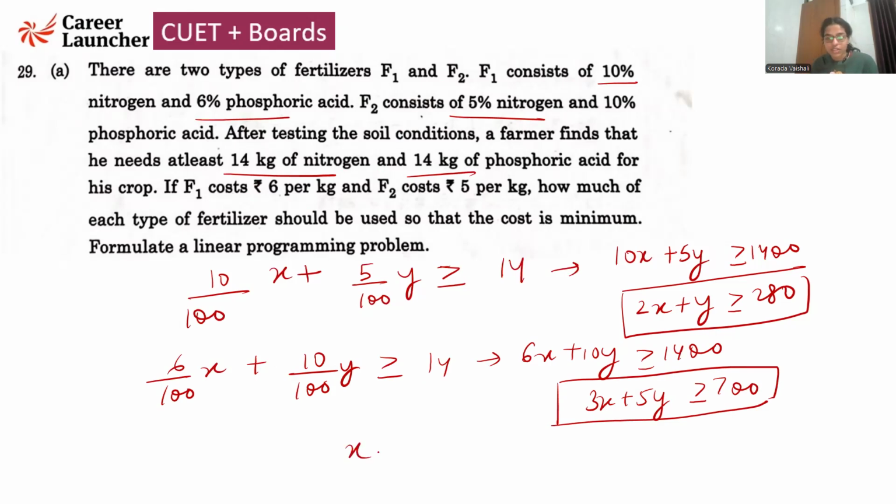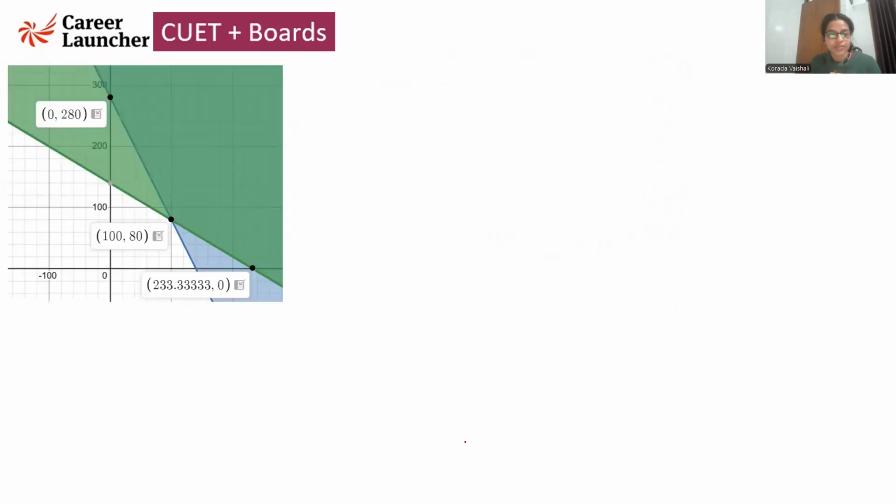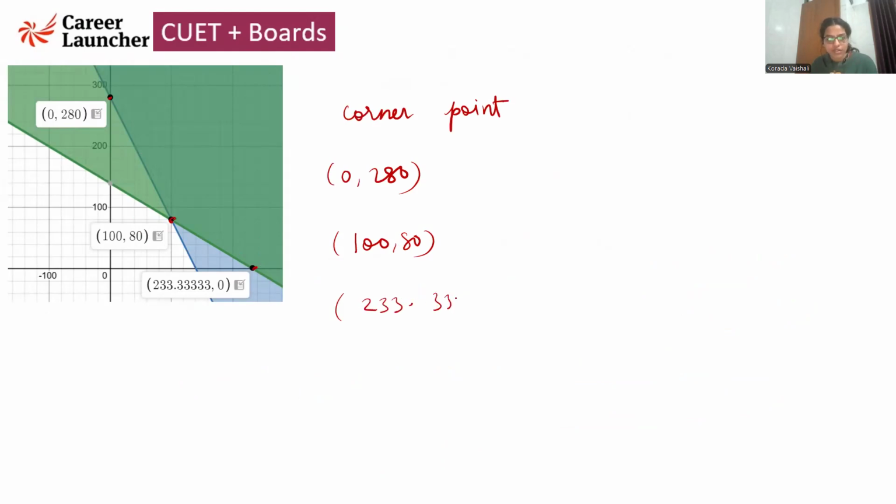Yes, first of all, we need to also mention that my x and y are greater than or equal to 0. So these are the constraints which we make use of by default. So this is what we are basically getting as the common region if I'm plotting this down, and the corner points. The corner points are coming down as (0, 280), (100, 80), and the last one, this is in fractions generally, but I'm considering in decimals.